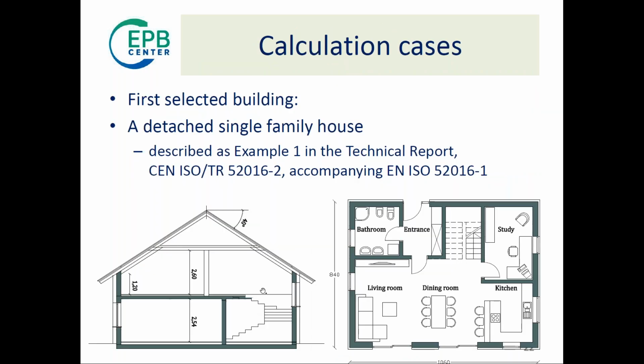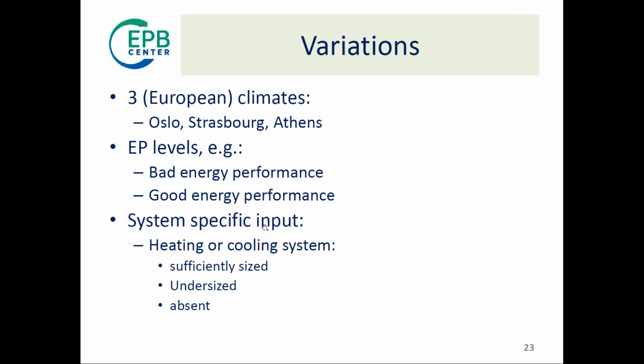So enough for all this. And I'll go quickly to the calculation cases. So the first selected building is a detached single-family house. Jaap already introduced this one. And we will run three different climates, as Jaap already mentioned, different energy performance levels, bad and good energy performance, and system-specific input like different sizing of the heating or cooling system, sufficiently sized, undersized, or absent.